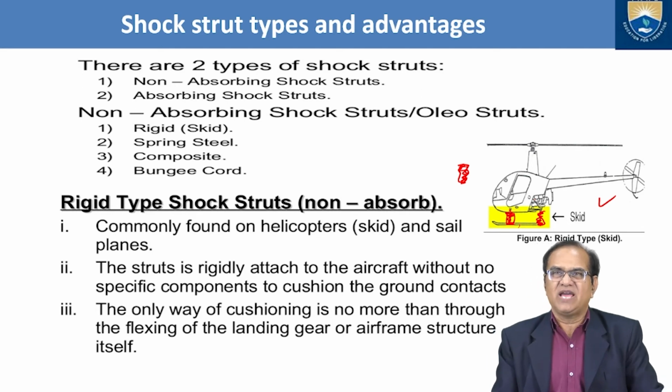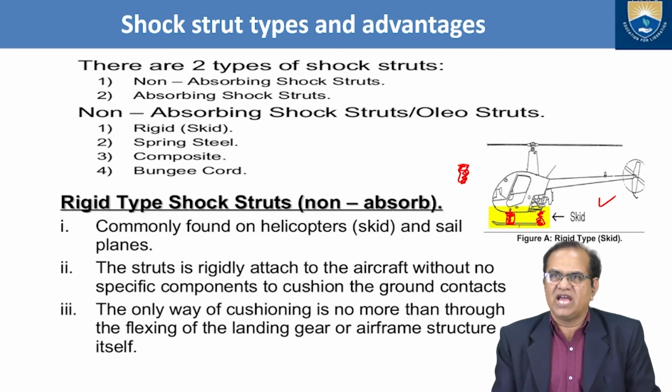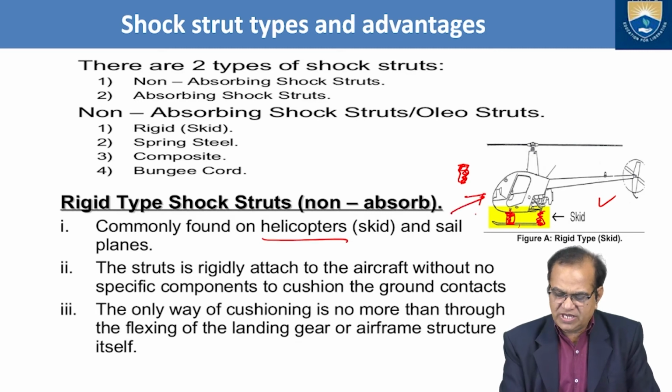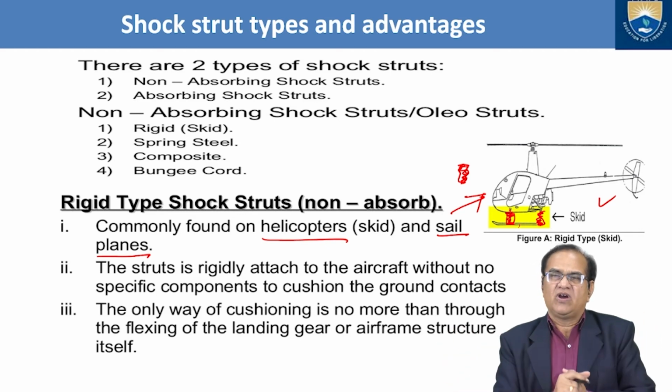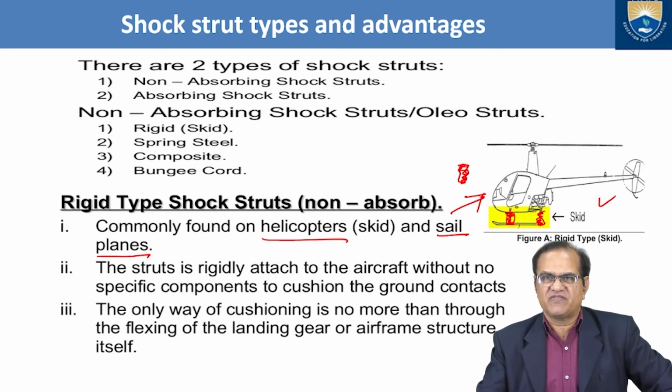The rigid type shock strut is called non-absorbent, commonly found on helicopter skids and sailplanes. So they are used for the helicopter as shown here, and the sailplanes, which are used like a glider. The strut is rigidly attached to the aircraft without any specific component to cushion the ground contact. The only way of cushioning is through the flexing of the landing gear or airframe structure itself.